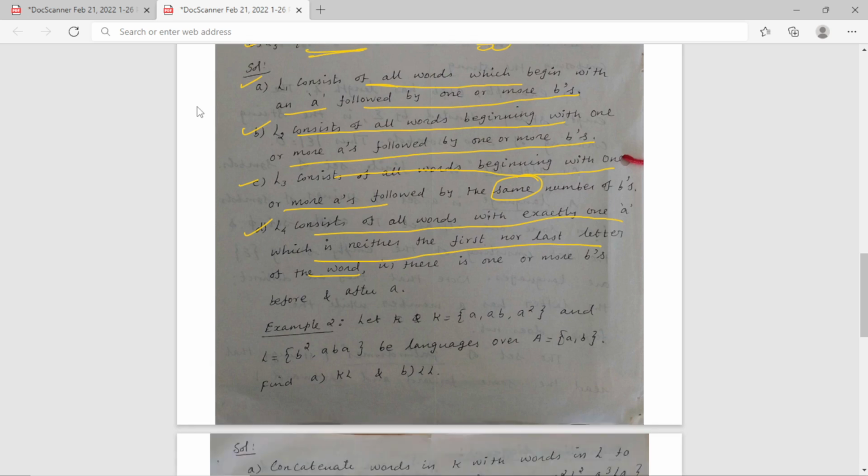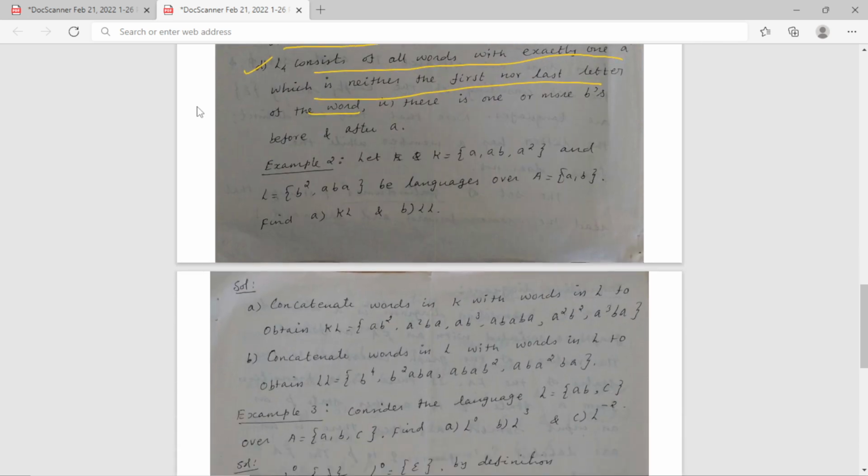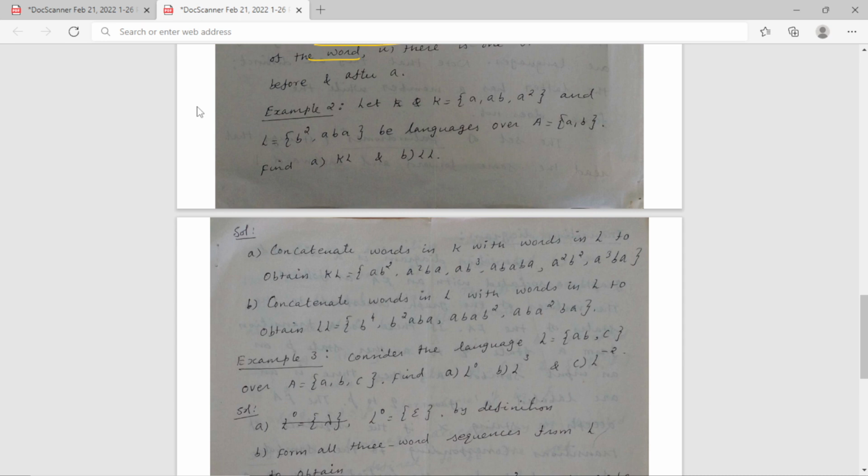So you got some idea about what a language is now. Let me move on to another example. In this example, I have to take K and L to be two different languages over an alphabet A equal to {a, b}. Then what I am going to do is combine them. I just want to find KL and LL. Both K and L are two languages defined over an alphabet, which I name A.